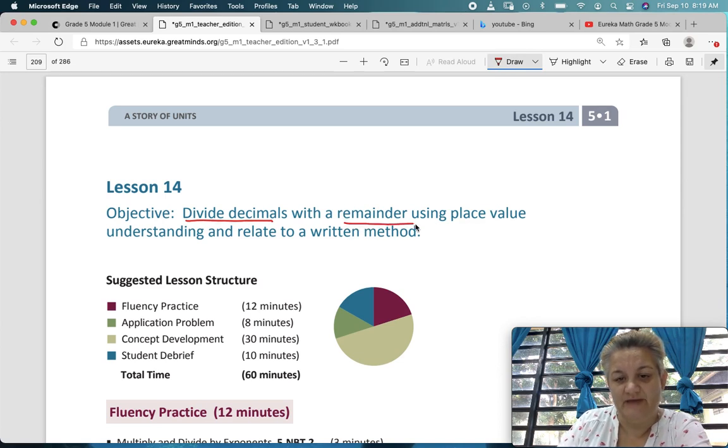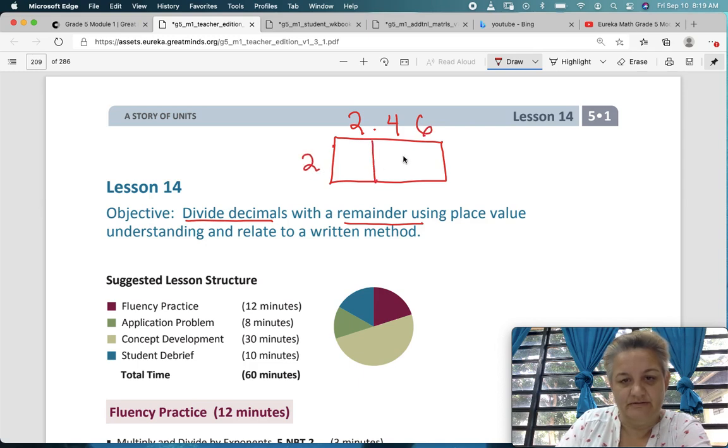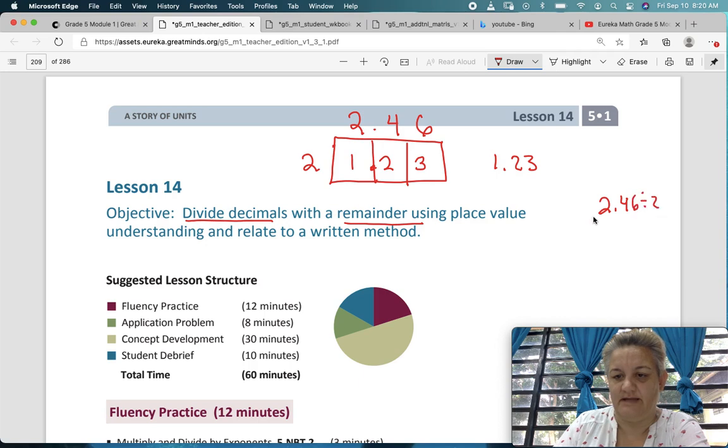So what do we do when we have a remainder? Yesterday when we were dividing simple numbers, well, no numbers are simple, but when we were dividing even numbers, for example, and we divided that by 2, we knew that 2 went into 2 one time, 2 went into 4 two times, and 2 went into 6 three times. So our answer was really easy, 1.23. So 2.46 divided by 2, right? That was our problem.